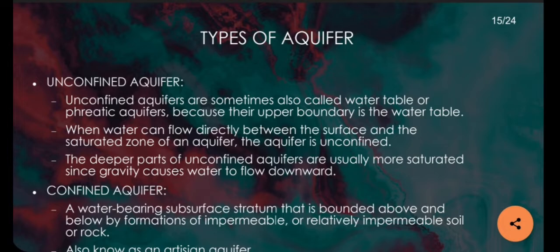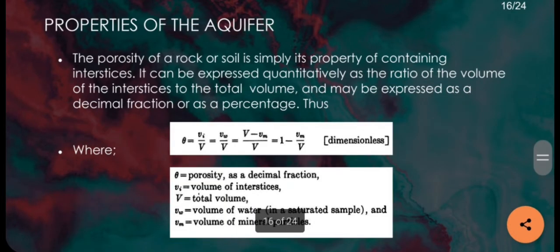Groundwater in the confined aquifers is under pressure and flows to the surface through artesian wells with little or no pumping needed. Properties of aquifer. Porosity. So, the porosity of a rock or soil is simply its property of containing interstices. It can be expressed quantitatively as the ratio of the volume of interstices to the total volume, and may be expressed as a decimal fraction or as a percentage.